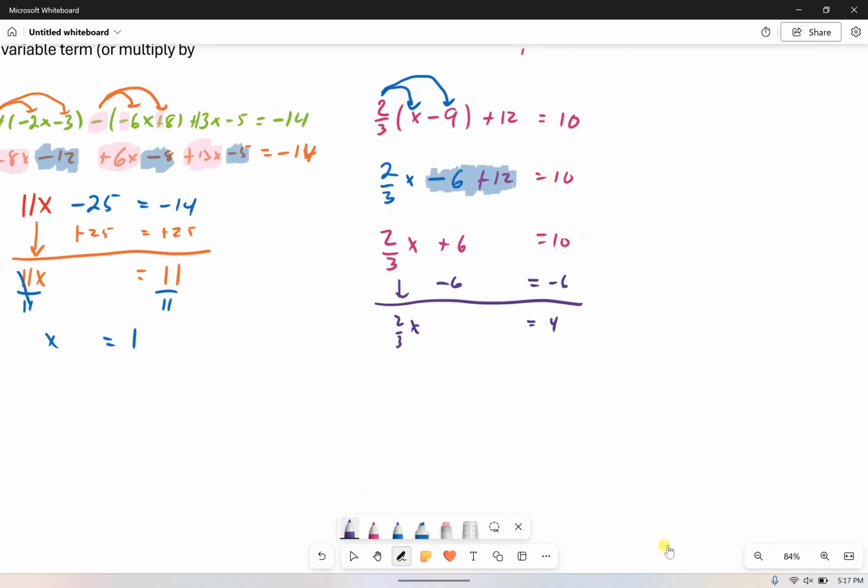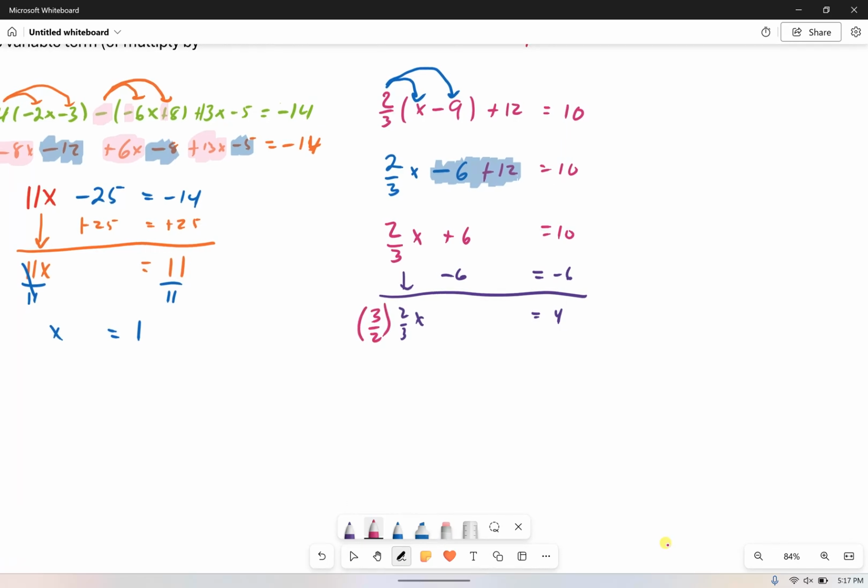Now remember, at this point in time, you have two options. You can divide by 2/3. You can divide both sides by 2/3, which I really dislike. But if it helps, you can do it. Or you can multiply by 3/2, which I think is far superior. Because you can see those cancel out. 2 goes into 4 twice. And 2 times 3 is 6.